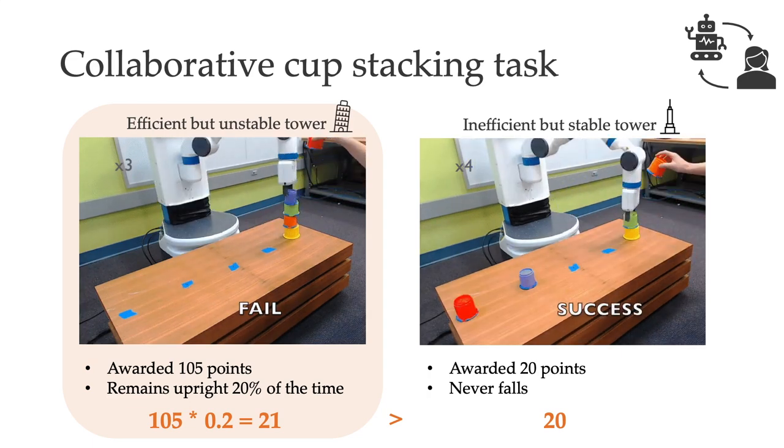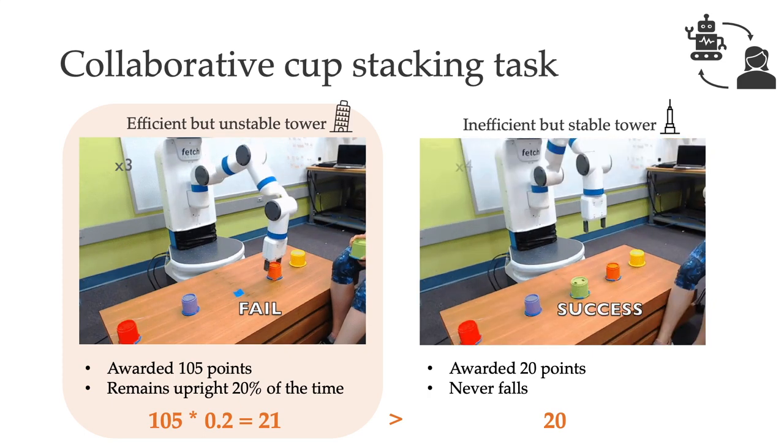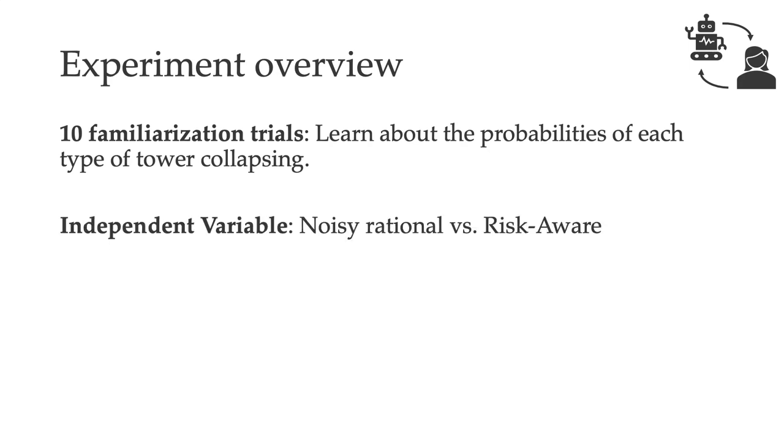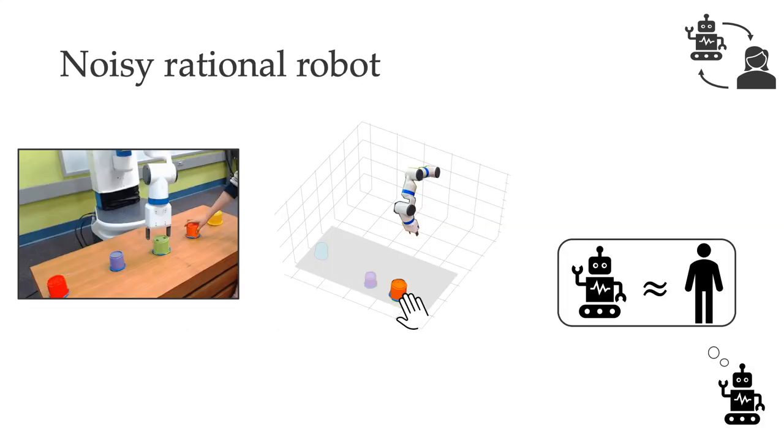Because the unstable tower leads to higher expected reward, a noisy rational robot would assume that humans will want to build this tower. In our experiment, each participant was given some time to practice building towers with the robots and learned about the probabilities of each type of tower collapsing. During test time, users built the tower once with the noisy rational robot and once with the risk-aware robot. We measured efficiency and safety during collaboration. Planning with the noisy rational and risk-aware models led the robot to choose two different trajectories.